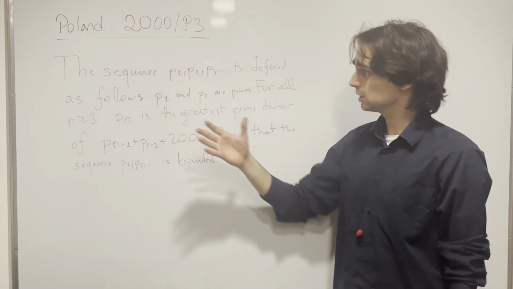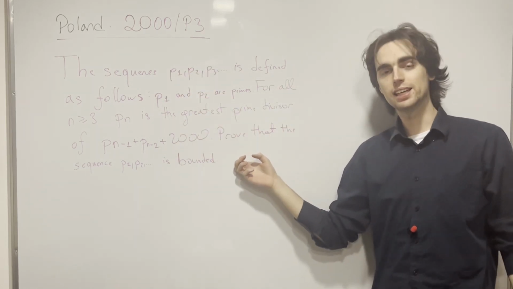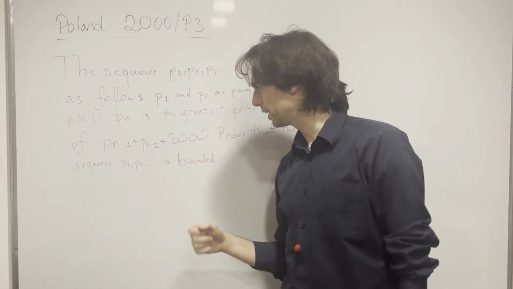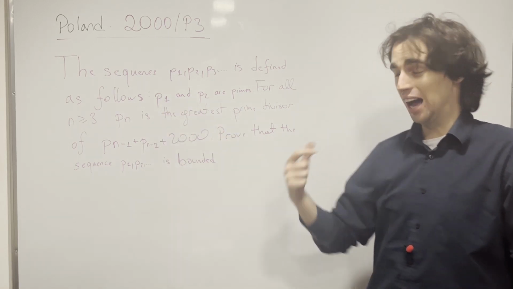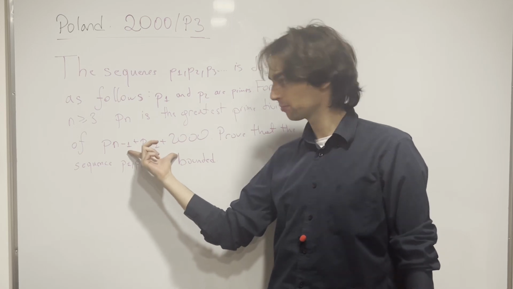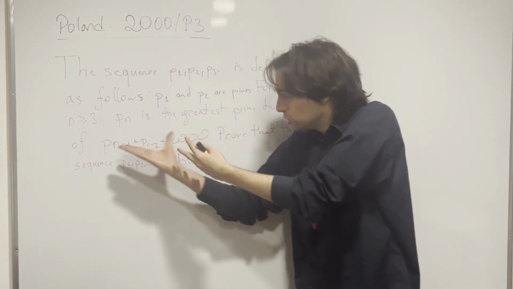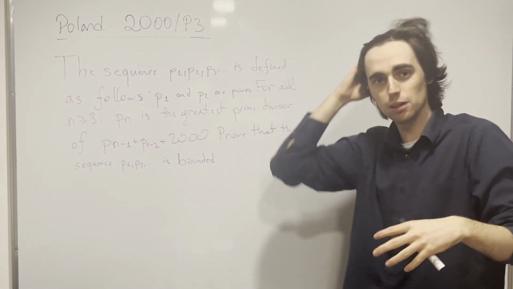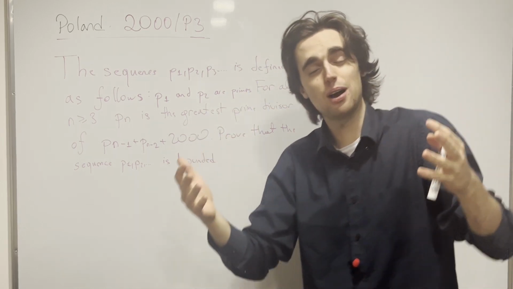And this is especially the case with this problem. The reason it sounds quite scary is because of how this sequence is defined. P1, P2 are given as primes, and then the next prime number is defined as the greatest prime divisor of this thing right here. And then prove this thing is bounded? Like, how am I supposed to know how primes behave? Do I need to figure something out about the distribution of primes? And the answer is probably not.